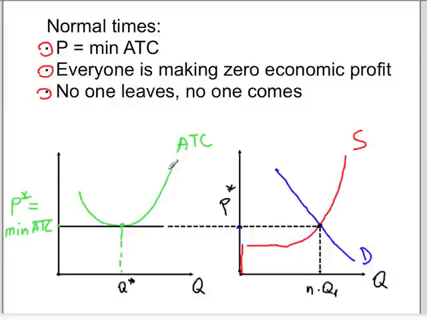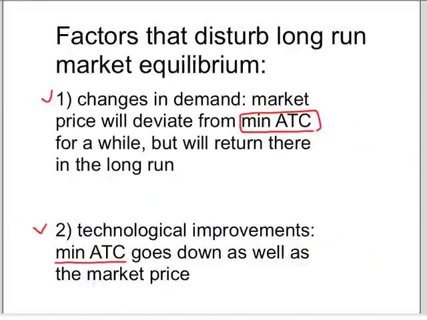So we're going to look at several possibilities. We're going to see what will happen if demand changes, and we're going to see what happens if the cost structure of the representative company changes. So here we come, factors that disturb long-run market equilibrium.